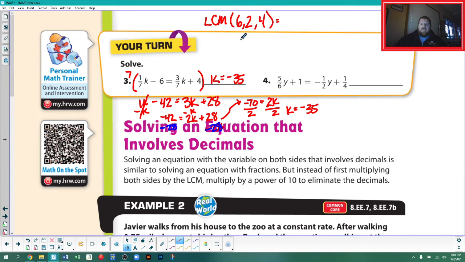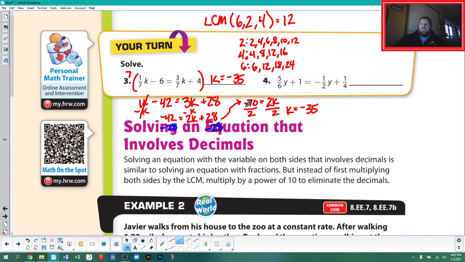So I think about my multiples of 2: 2, 4, 6, 8. Think about multiples of 4: 4, 8, 12, 16. And I think about multiples of 6: 6, 12, 18, 24. Well, I notice that 12 shows up in both 4 and 6, but I don't have it yet in 2. That's because I didn't go far enough. So it looks like the smallest common multiple is going to be 12.